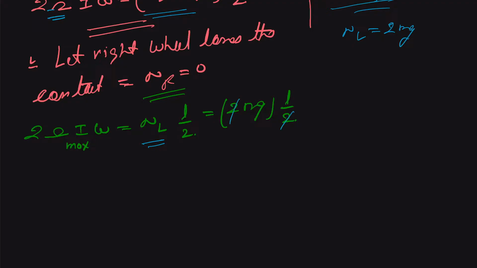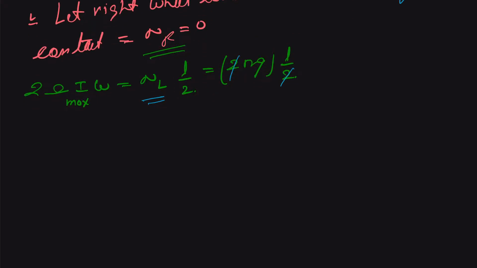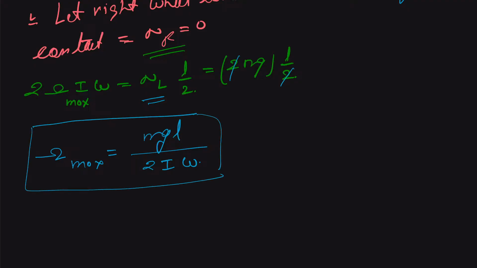And here the 2 cancels out with 2, therefore we get that the maximum value of omega will be equal to mgL divided by 2I omega. And if we require, we can substitute the value of I and whatever things we require. Okay. So this is the maximum value of omega for which the wheels are still in contact with the ground. Okay. So this is the first question, and we come to the second question.